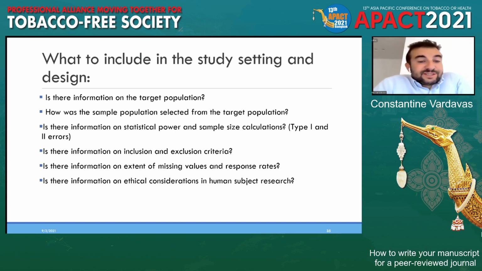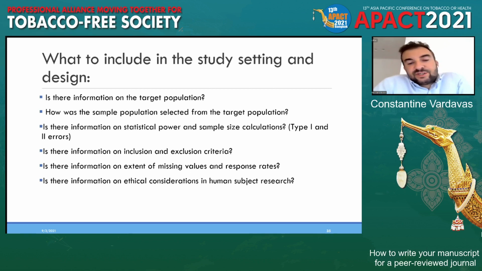What are the inclusion and exclusion criteria? For instance, inclusion criteria: they must be above 18, they must have given written informed consent, and so on. What about missing values? Do we have a lot of missing values or response rates?